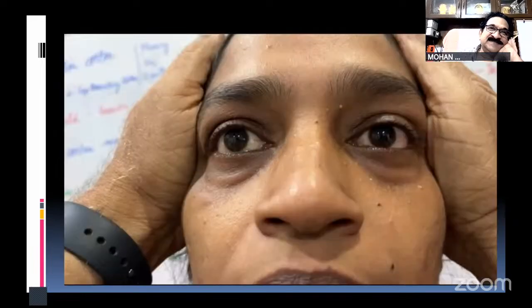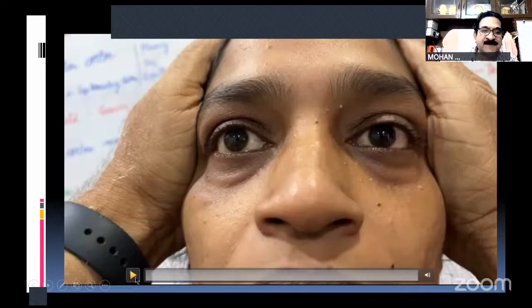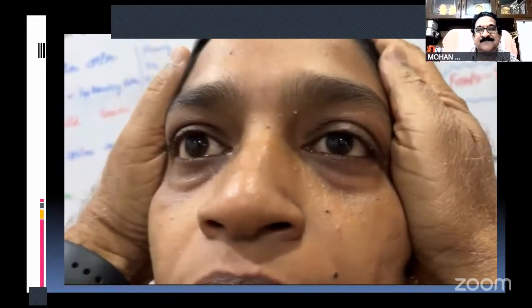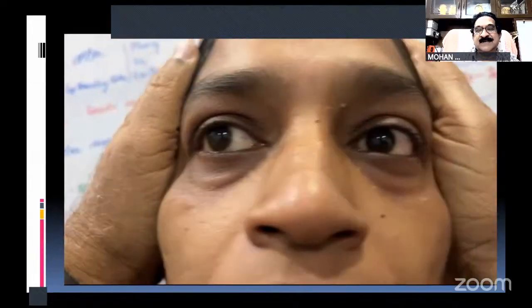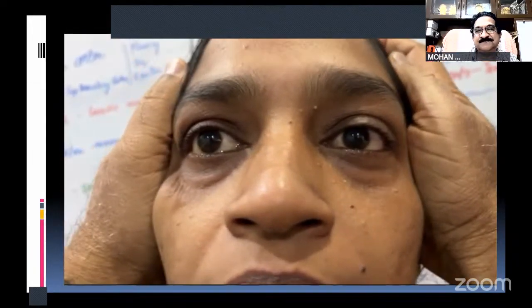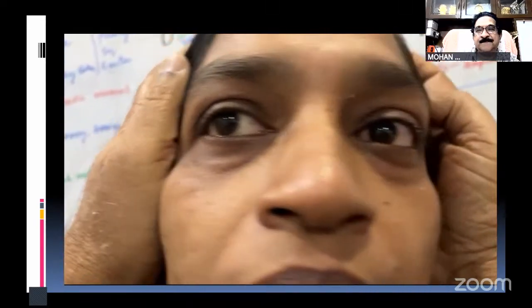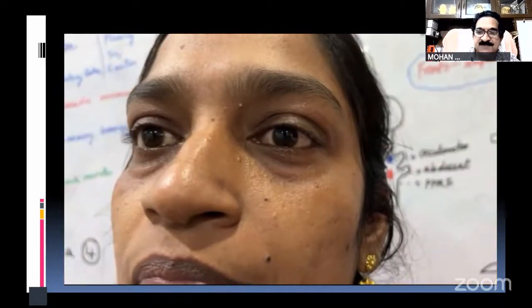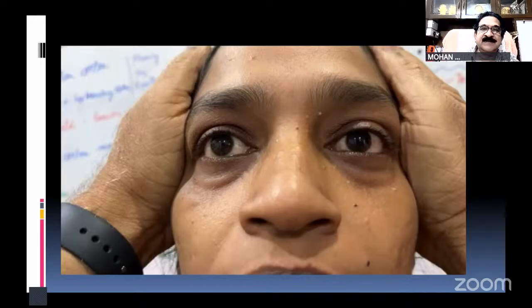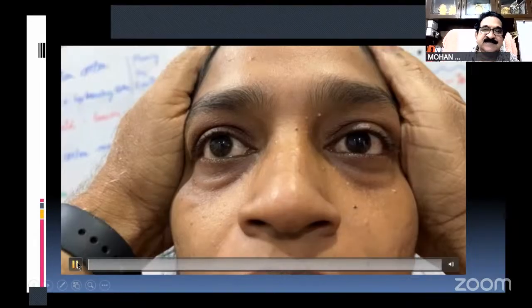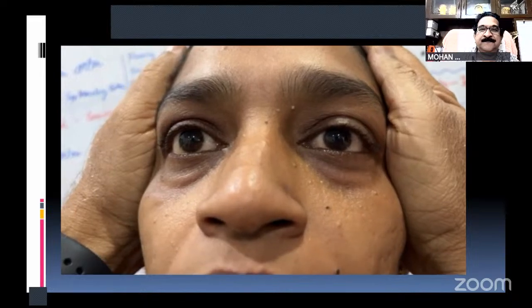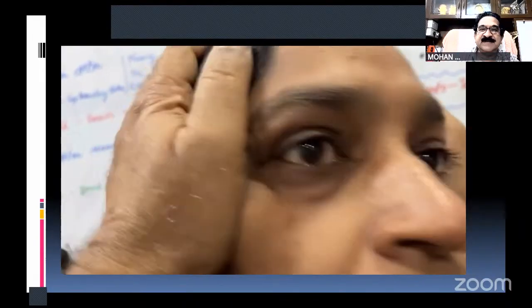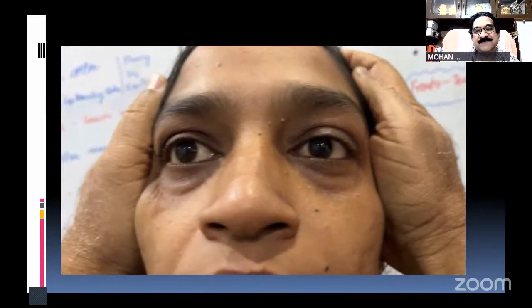Anything you want to do? What I said is correct. Look at the picture now. HIT is positive bilaterally. You are not convinced, I will show it in slow motion. See that catch-up saccade. See that, very clearly seen, bilateral vestibular.